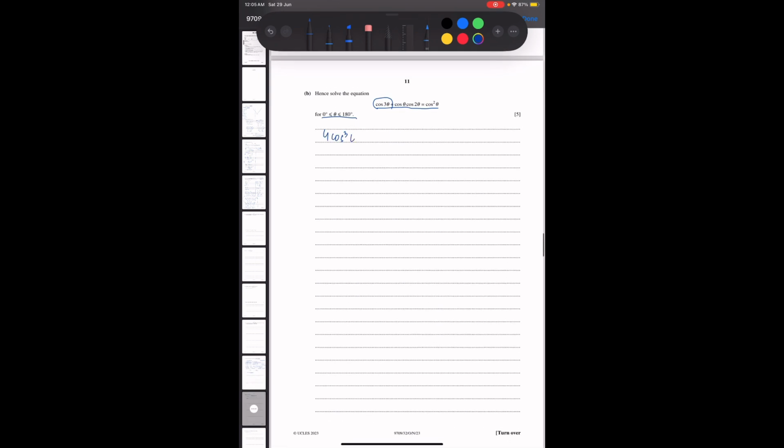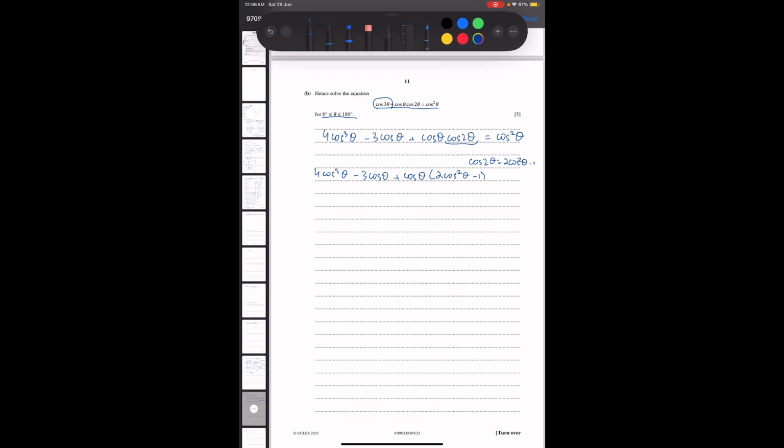4 cos cube theta minus 3 cos theta plus cos theta cos 2 theta is equal to cos square theta. Again, to solve this, for cos 2 theta I'm going to use the identity that cos 2 theta is equal to 2 cos square theta minus 1. I'm using this identity because all the terms are in cos. So we have 4 cos cube theta minus 3 cos theta plus cos theta multiplied by 2 cos square theta minus 1.